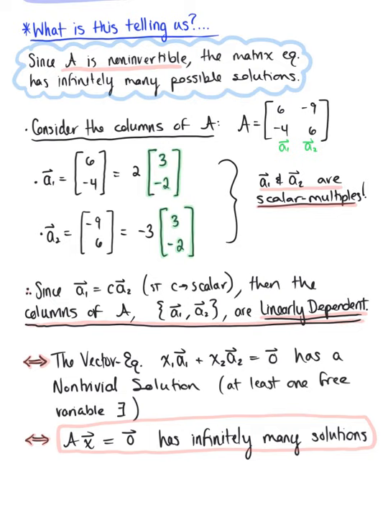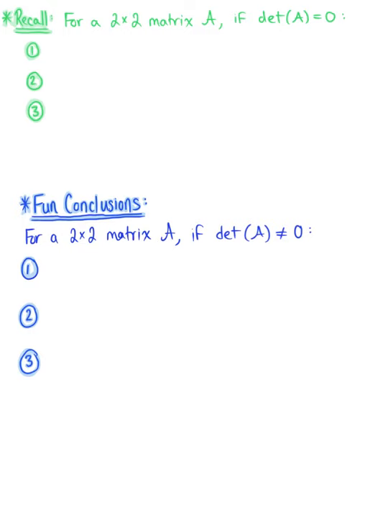Now, what's really fun here is we can take all of these conclusions that we've just made about non-invertible matrices and relate them to invertible matrices. So let's take a look. Let's start here by simply recapping what we've just discovered or shown. So we know that for a 2 by 2 matrix A, if the determinant of matrix A is equal to 0, then matrix A is non-invertible or singular. In other words, the inverse does not exist.